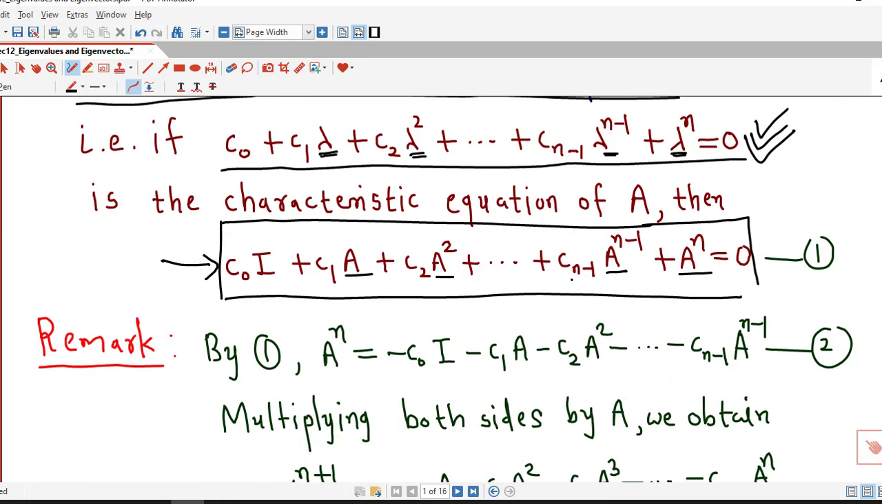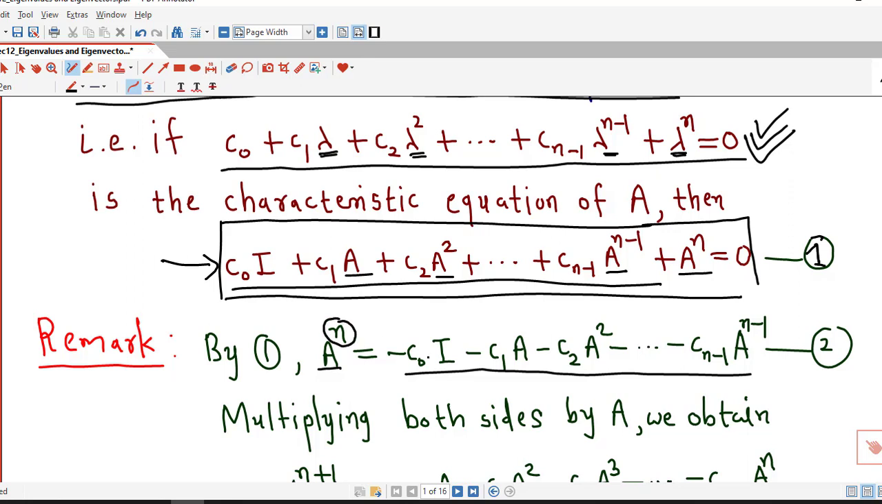So this equation 1 we can rewrite as, if we consider A raised to n, then we consider all these terms on the other side. So we can see that A raised to n is given by this formula. So if we want to find out nth power of A, we can find out A raised to n using this formula. Here we have to calculate powers up to n minus 1.